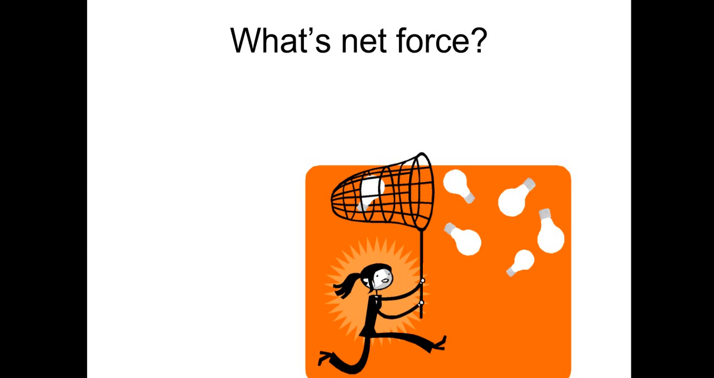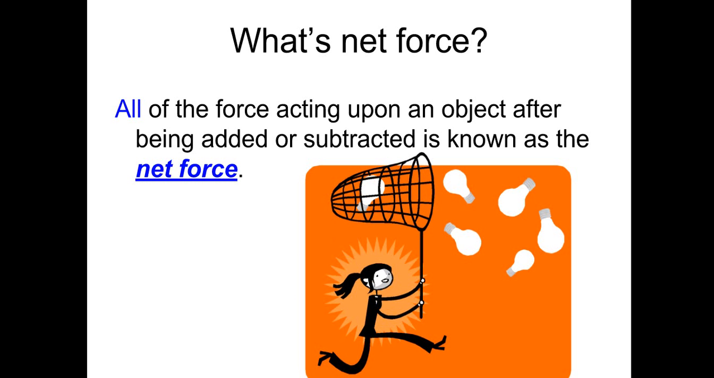What is a net force? You can see this girl catching the light bulbs in the net. A net force is all of the force acting upon an object after being added or subtracted. That's what's known as the net force. So we'll see that different forces can be added to objects. So you always have gravity pulling down on objects that are on Earth. You also have friction that we will see as well in a couple other slides. But all of the force acting on an object is called the net force.